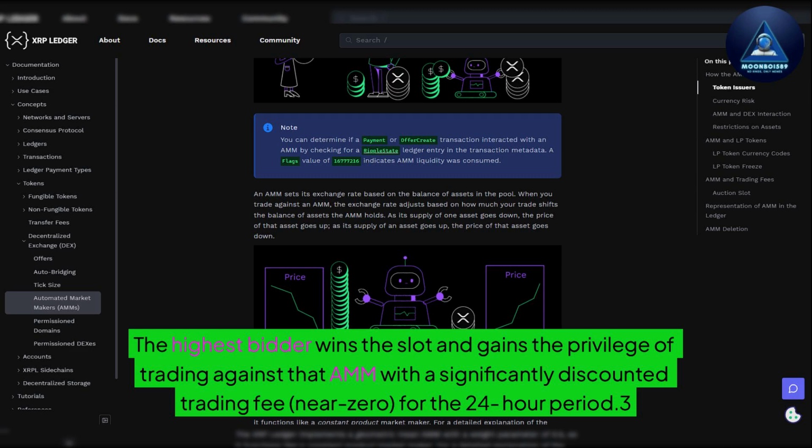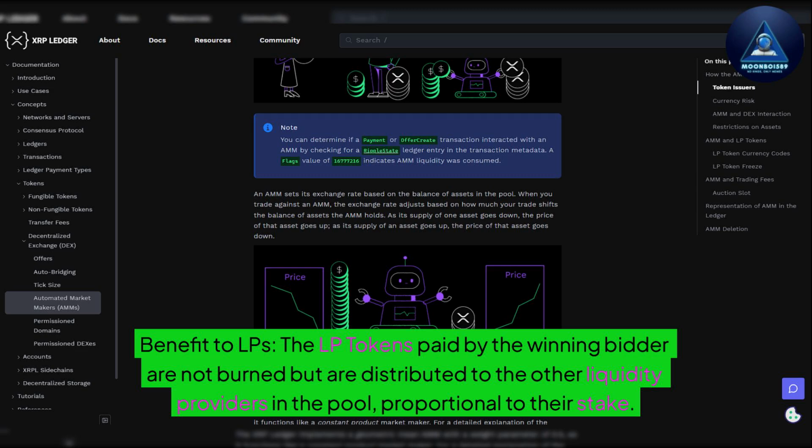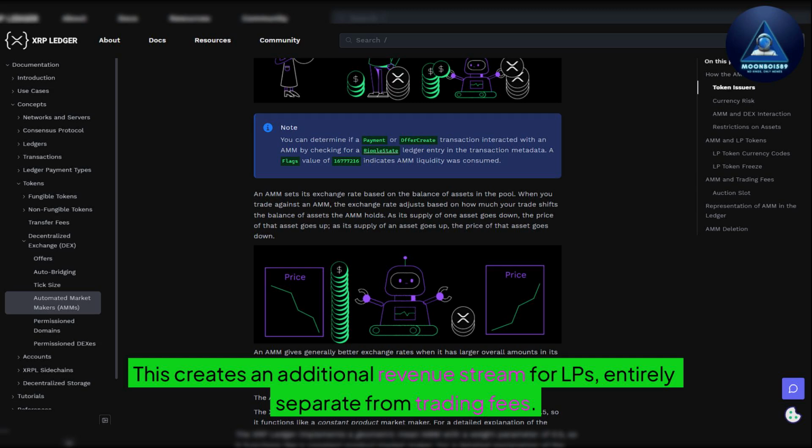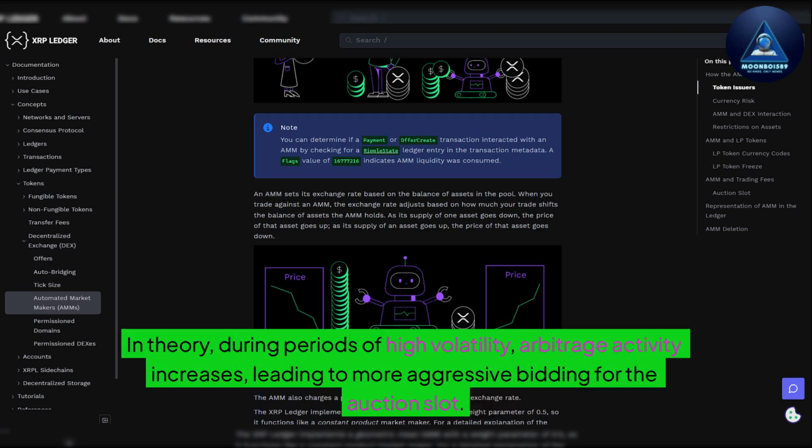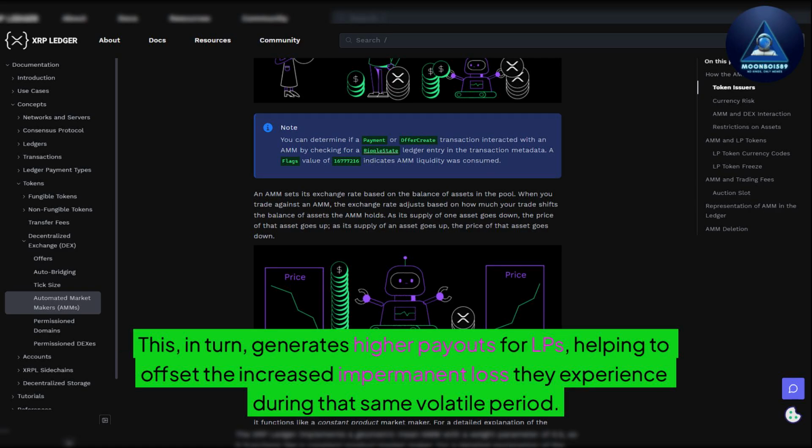Benefit to LPs: the LP tokens paid by the winning bidder are not burned, but are distributed to the other liquidity providers in the pool, proportional to their stake. This creates an additional revenue stream for LPs, entirely separate from trading fees. In theory, during periods of high volatility, arbitrage activity increases, leading to more aggressive bidding for the auction slot. This, in turn, generates higher payouts for LPs, helping to offset the increased impermanent loss they experience during that same volatile period.